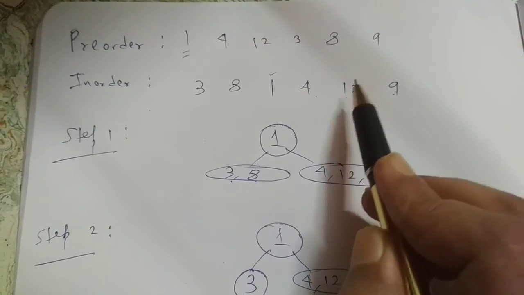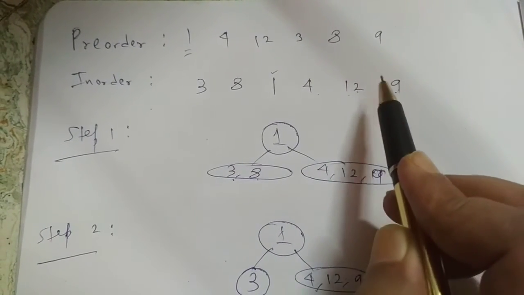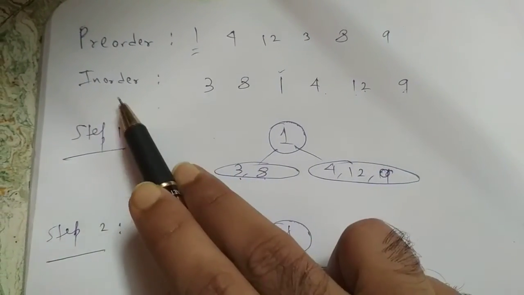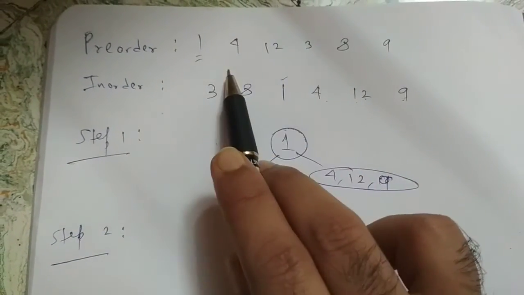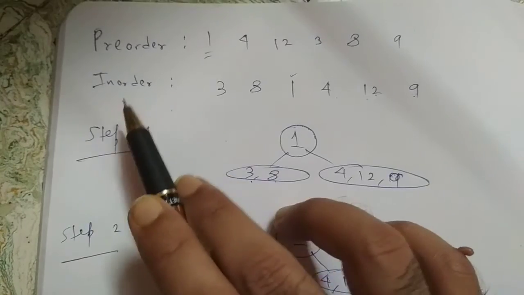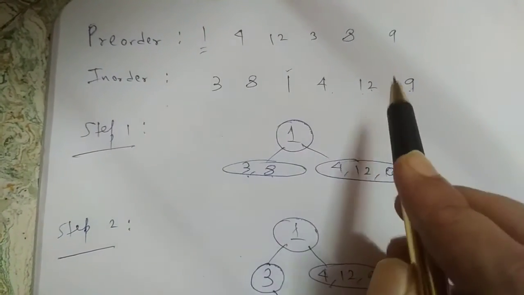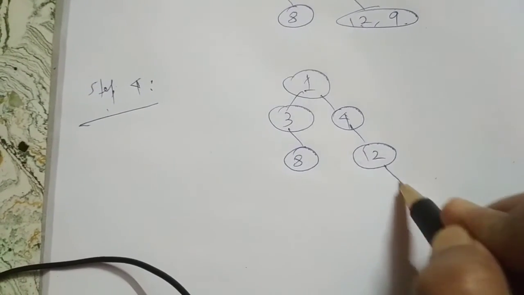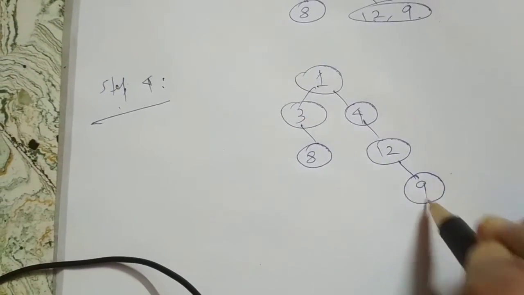To determine whether 9 will be to the left or right of 12, I look at the in-order. In order to determine the root of a subtree, I look at the pre-order. In order to determine the left child and right child, I look at the in-order. In the in-order list, I can find that 9 is to the right of 12. So to the right of 12 will be 9. So this is my final tree.